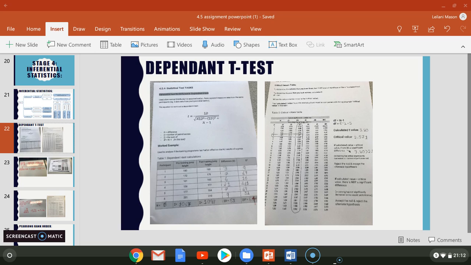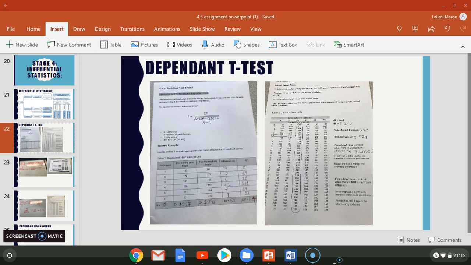So to calculate your t-value using the formula, you calculate the degrees of freedom, which is the df, for the dependent t-test using the formula n minus 1. So for this example, the df is n, which is the number of participants, which is 6, minus 1, which is 5.